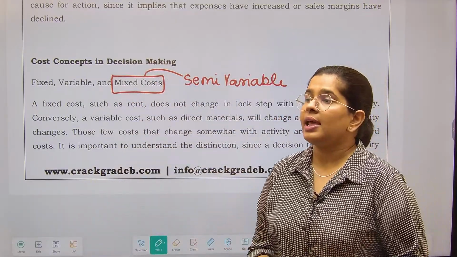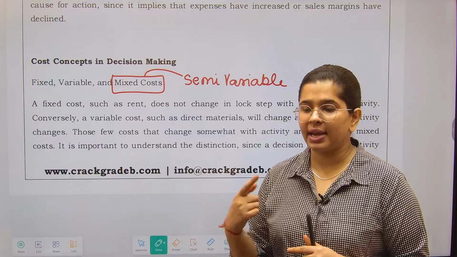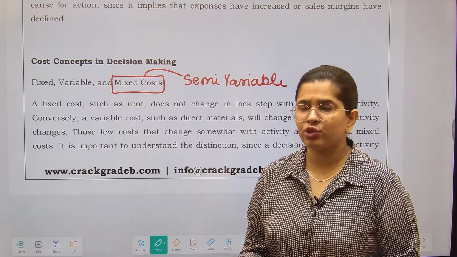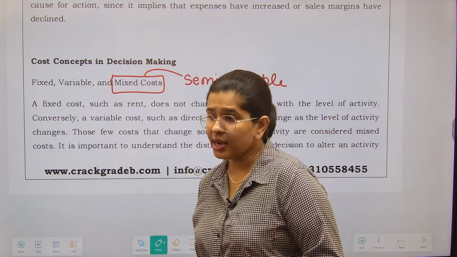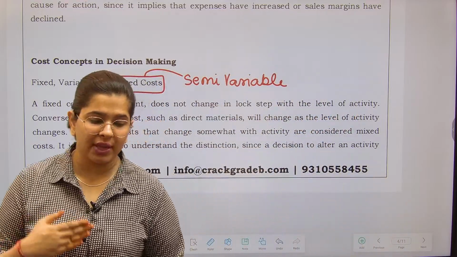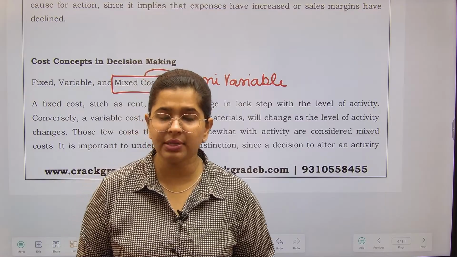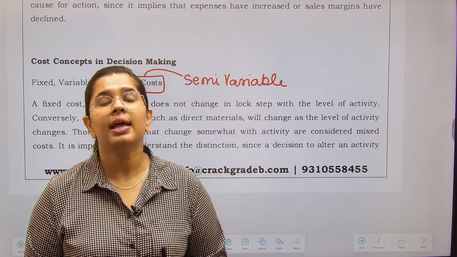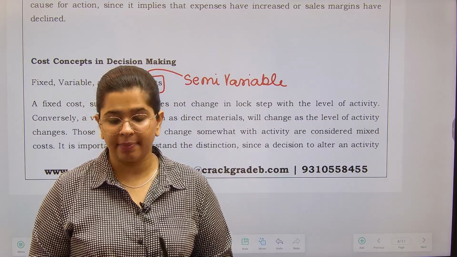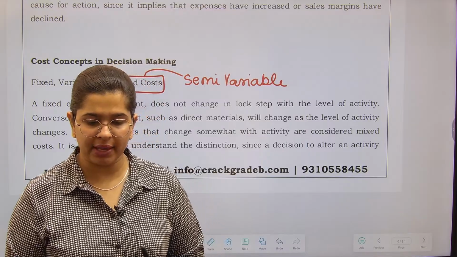For example, if I am doing more production, then I will need more laborers, right? So the payment or wages that I am making to laborers, that will be called what? That will be called the variable cost. What will we call it? Variable cost.